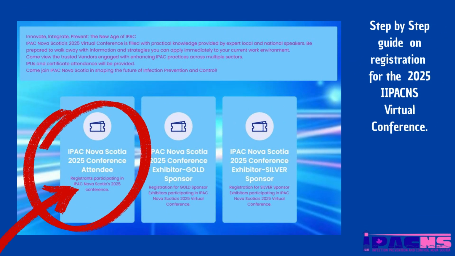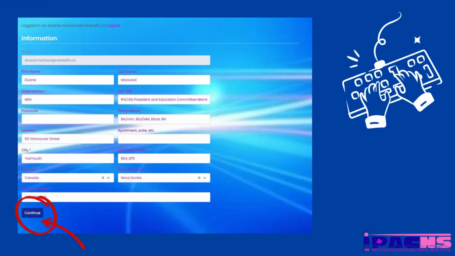Click on the registration link which will take you to Feedaloop. Then click on the registration button that will bring you to ticket options. If you are a conference attendee, choose the ticket circled in the picture. Next, fill in the registration information required for registration.